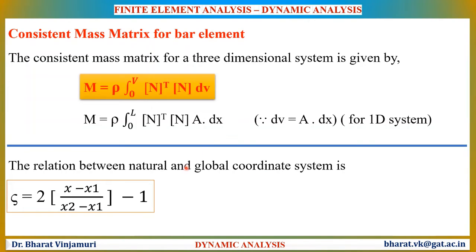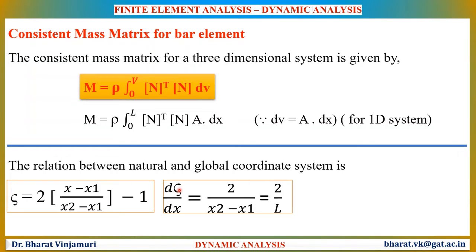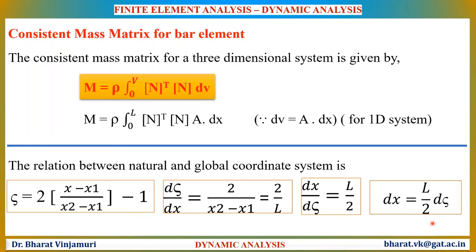The relation between the natural and global coordinate system is given by the following equation. Zeta is equal to 2 into (x minus x1) by (x2 minus x1), minus 1. Here x represents the global coordinates and zeta represents the natural coordinates. On differentiating this equation, we get d zeta by dx is equal to 2 by (x2 minus x1), which is nothing but 2 by L, where x2 minus x1 is the length of the bar element. Therefore, dx by d zeta is equal to L by 2, or dx is equal to L by 2 d zeta.